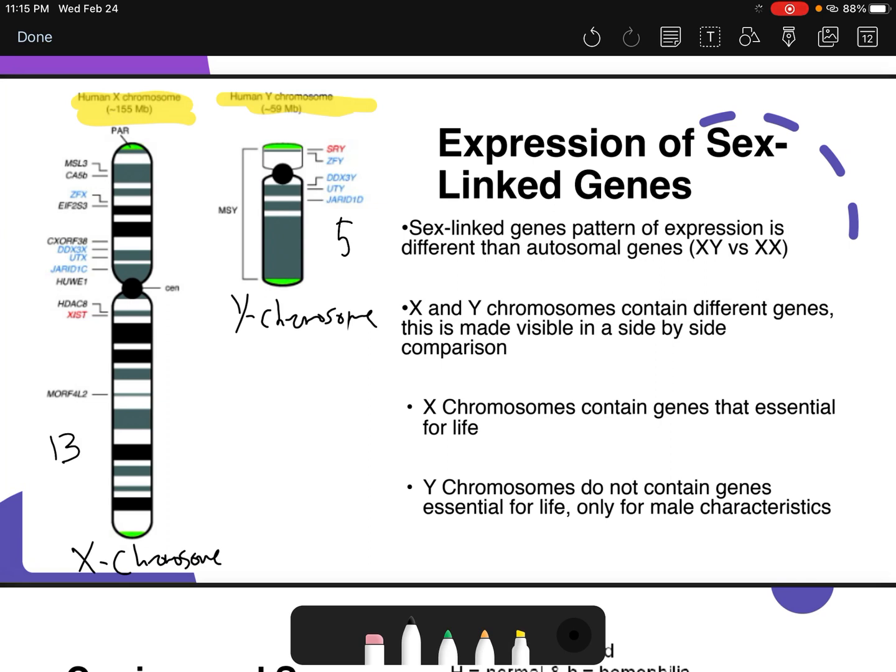So, sex-linked gene patterns of expression are different than autosomal genes, which is what we've been talking about up until now. When we talk about incomplete dominance, codominance, all those sorts of things, those are almost always going to be referring to the autosomal genes. Okay? X and Y chromosomes contain different genes, which is made very clear here in this image, where we see, again, 5 genes on the Y and 13 on the X.